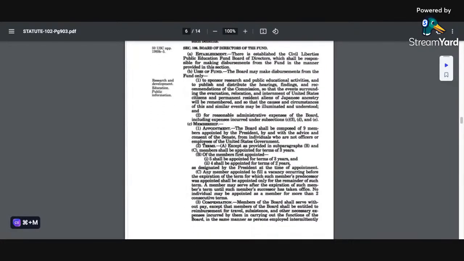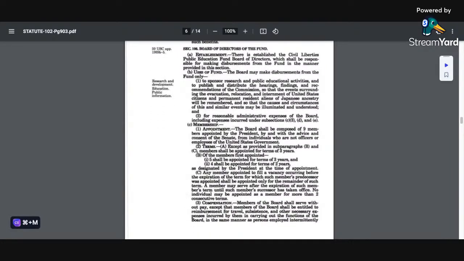Section 106, Board of Directors of the Fund. So again, this goes into how people are talking about a Freedmen's Bureau and a Freedmen's Bank. This is how the Japanese had their structure. So we've already talked about the fund being administered by the U.S. Treasury Secretary, and the Attorney General is the one who determines the disbursement of the funds.